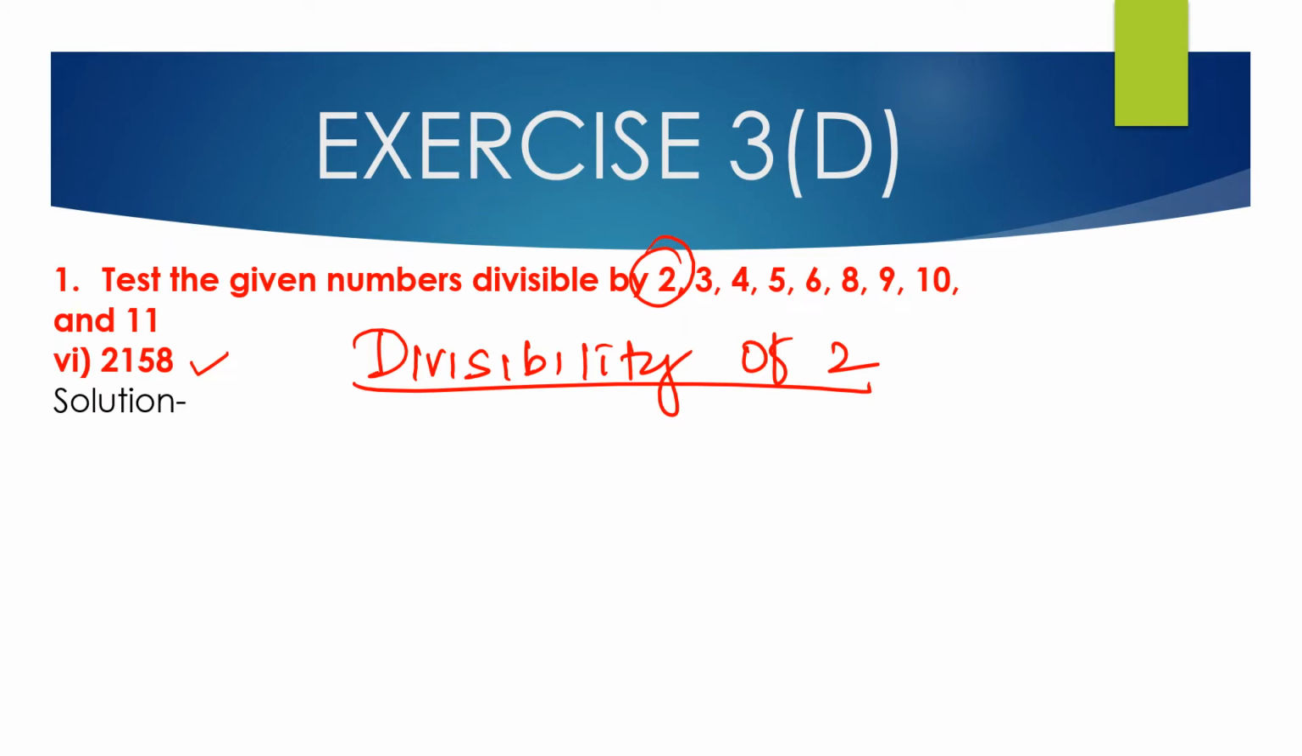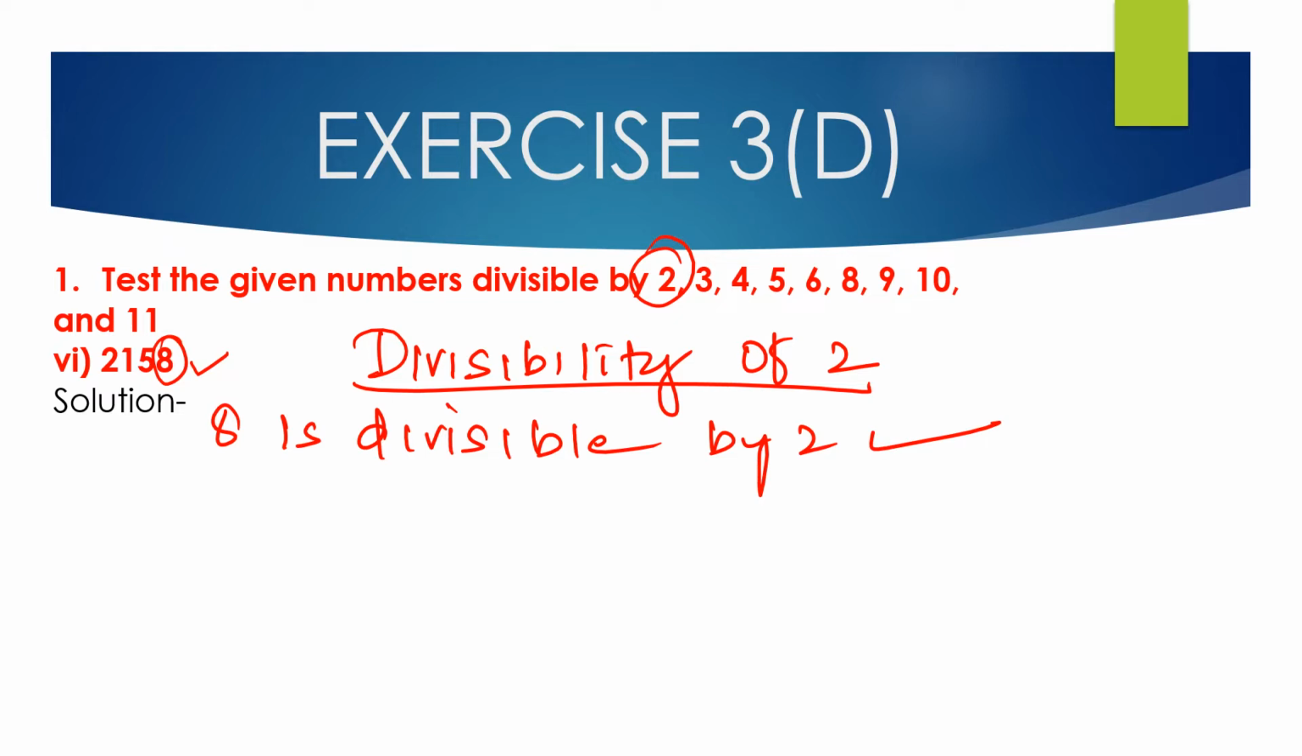We know if the last digit, that is the unit place digit, of any number is divisible by 2, then the number is divisible by 2. Here the last digit of the number 2158 is 8. 8 is divisible by 2. So this number 2158 is divisible by 2.